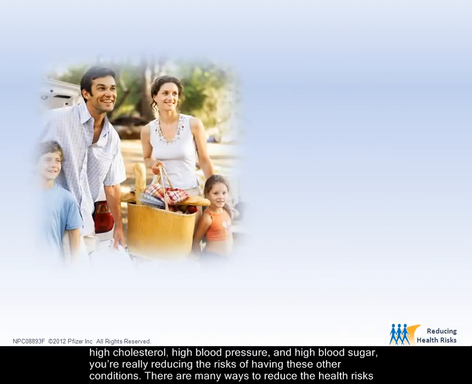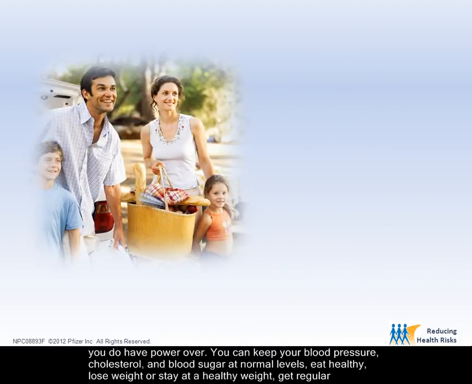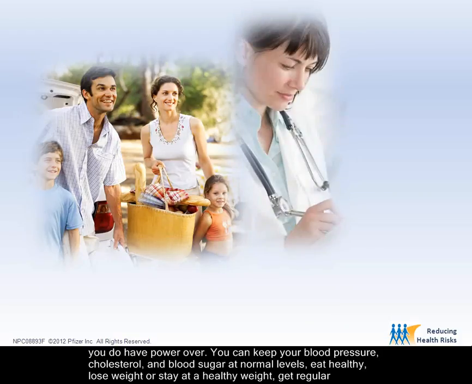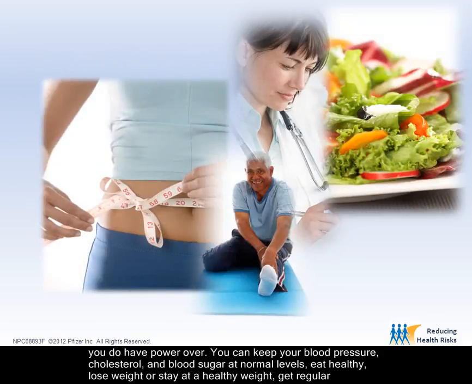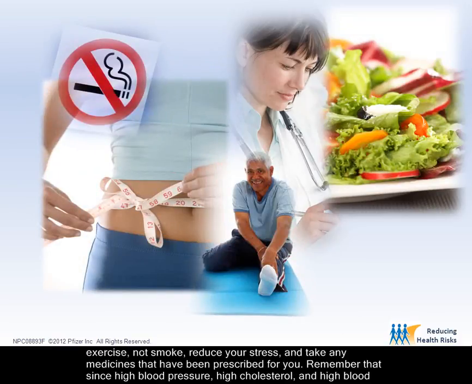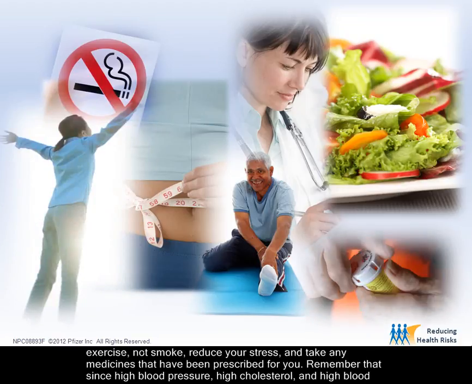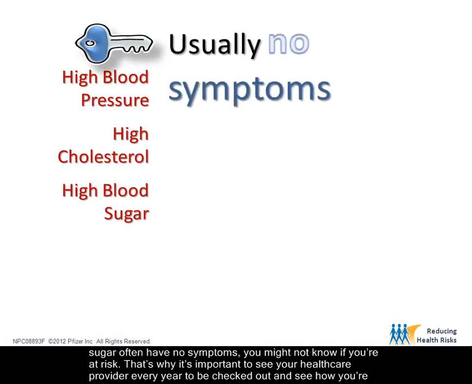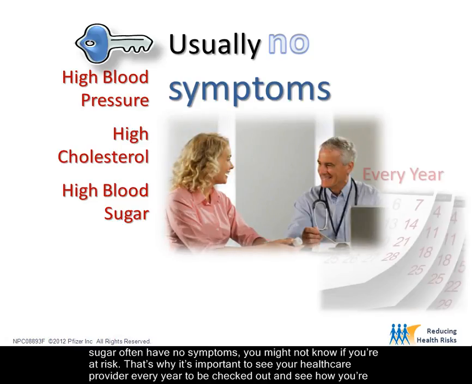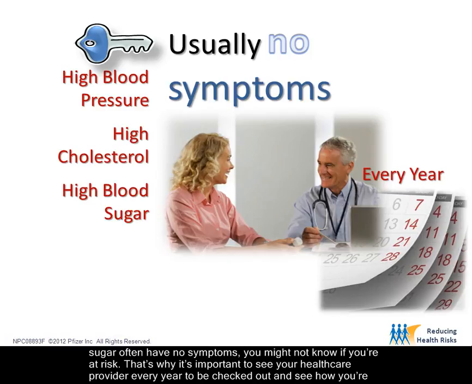There are many ways to reduce the health risks you do have power over. You can keep your blood pressure, cholesterol, and blood sugar at normal levels, eat healthy, lose weight or stay at a healthy weight, get regular exercise, not smoke, reduce your stress, and take any medicines that have been prescribed for you. Remember that since high blood pressure, high cholesterol, and high blood sugar often have no symptoms, you might not know if you're at risk. That's why it's important to see your healthcare provider every year to be checked out and see how you're doing.